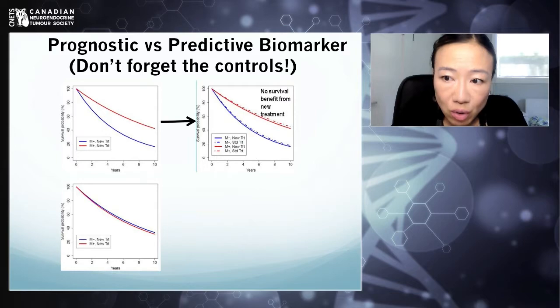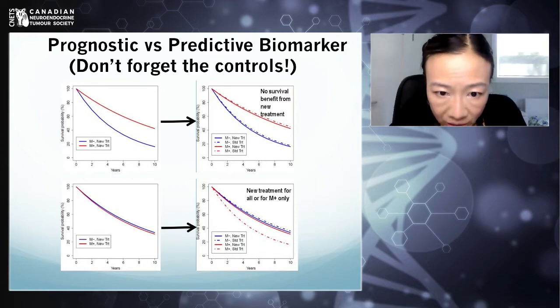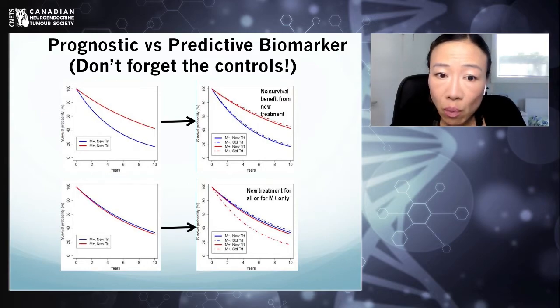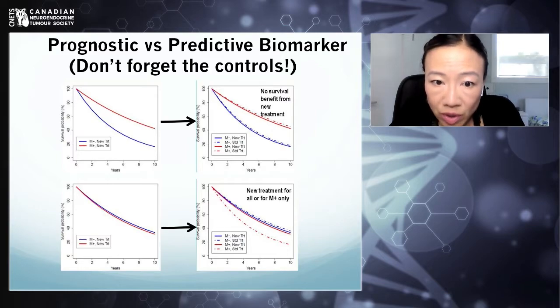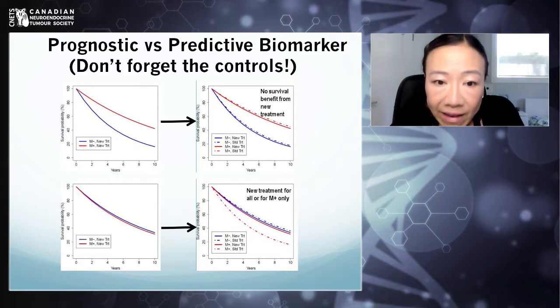If we include the control for this study, you can see that when patients have the biomarker, and I want you to focus on this red dotted line here, this is the biomarker positive patients receiving a standard treatment. They actually do worse compared to when they receive the new treatment, which is represented by the solid red line here, suggesting that this marker can be predictive for this treatment. When patients have this biomarker, they should receive the new treatment versus the standard treatment.